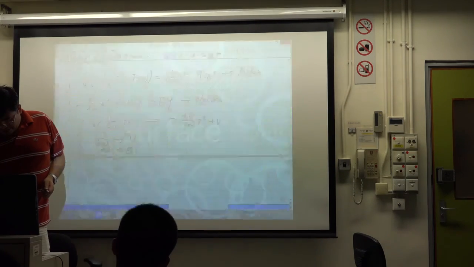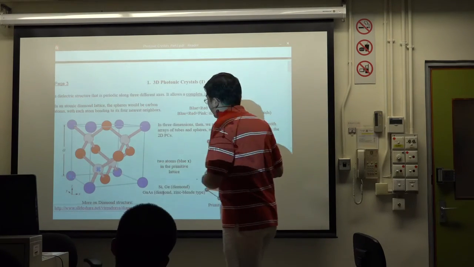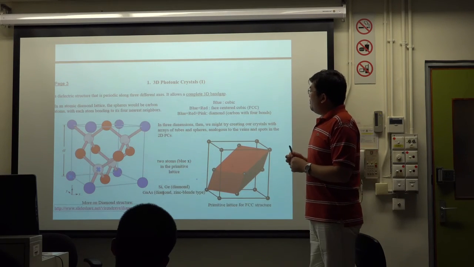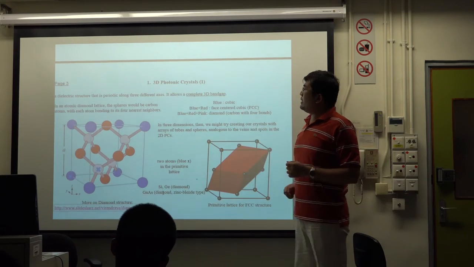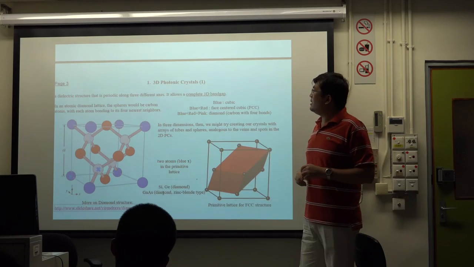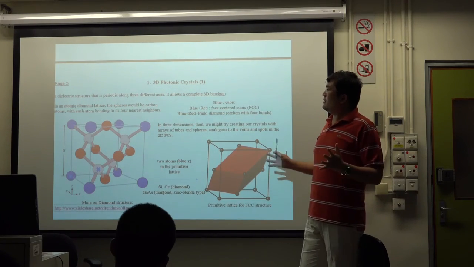So I return back to my lecture note. Okay, this is the diamond structure. How about the blue one? It is just cubic. We call it, this is blue plus red is just FCC, face-centered cubic. Blue and red plus pink is diamond. Okay, this is just the unit cell.